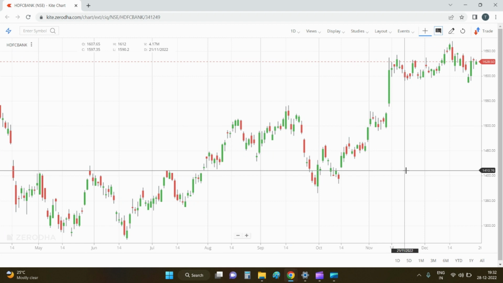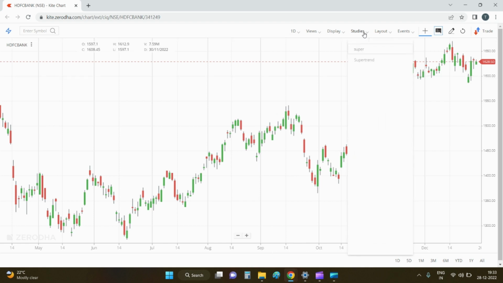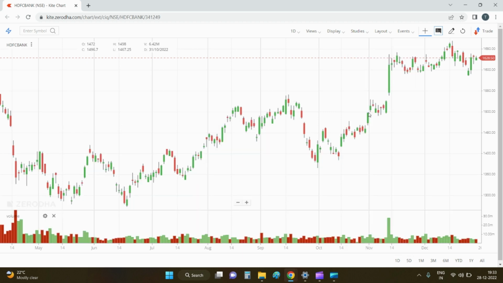Okay, friends. So we are on our Zerodha platform, and I have opened the HDFC Bank chart. You can find these indicators in the studies section. If we click on studies and click our first indicator, that is volume, you can see there are different volume related indicators available. So we'll click on volume chart.